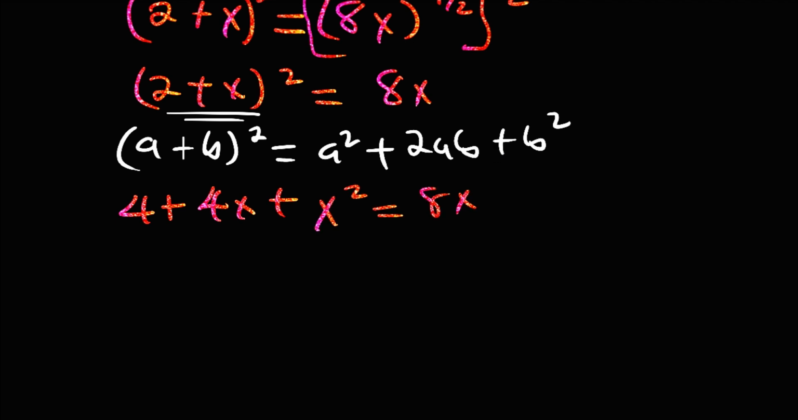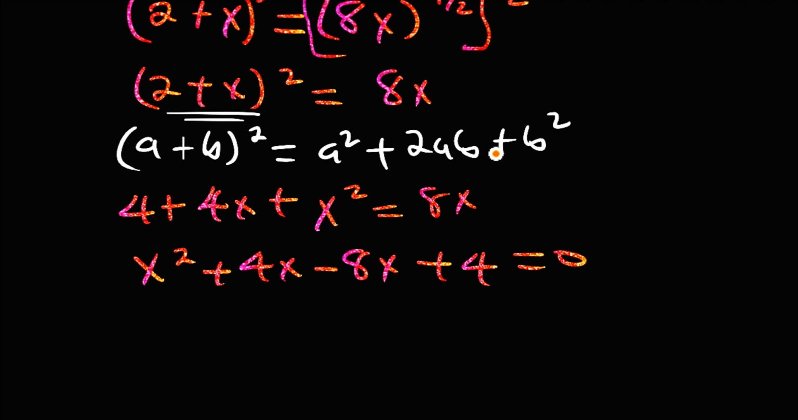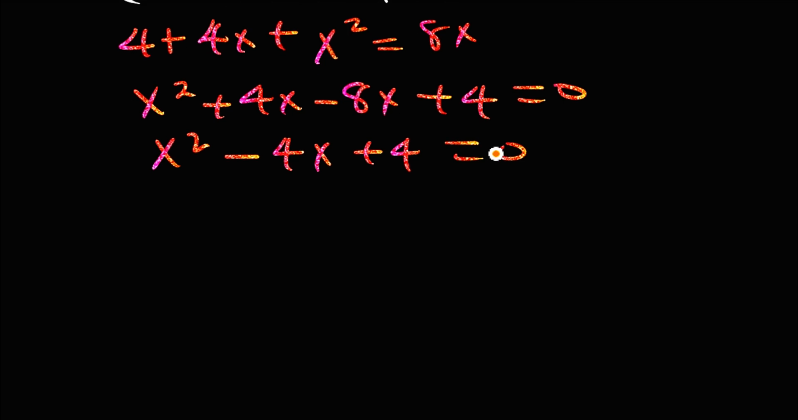So we can collect like terms here. So we have x squared plus 4x, then we take 8x to the left, so it is minus 8x, then plus 4 equals 0. So now we can simplify this as x squared, 4x minus 8x is minus 4x, now plus 4 is equal to 0. So now this is a quadratic equation which you can use any method to solve. Let us use factorization method.